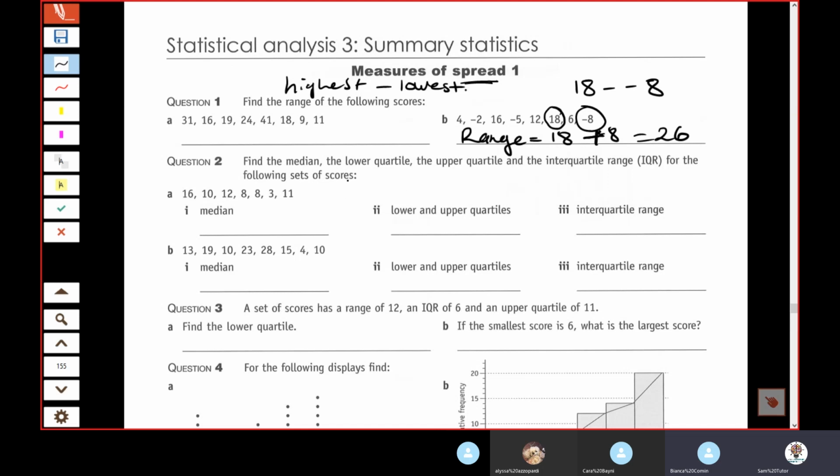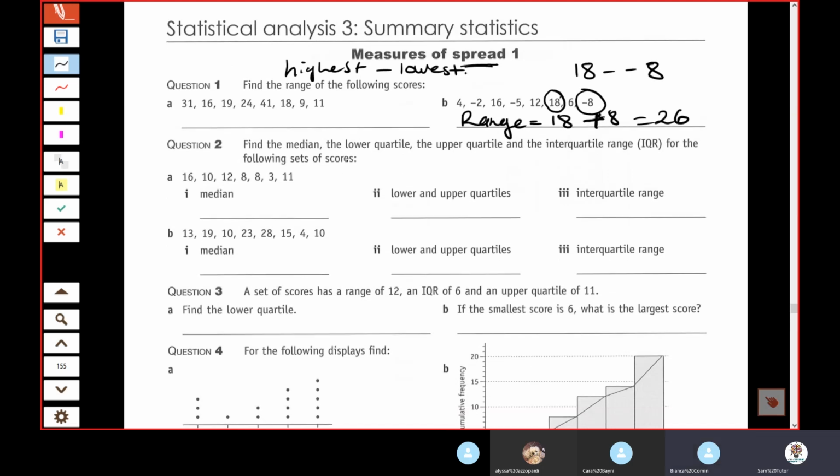Okay, then we've got this one to find the median, the lower quartile, the upper quartile, and the interquartile range. So upper quartile is called Q3. Lower quartile is called Q1. I think we learned that just before. Our calculator can do this for us. And it's not range, it's the interquartile range, which is just Q3 minus Q1. So that's easy, but your calculator can do this for you.